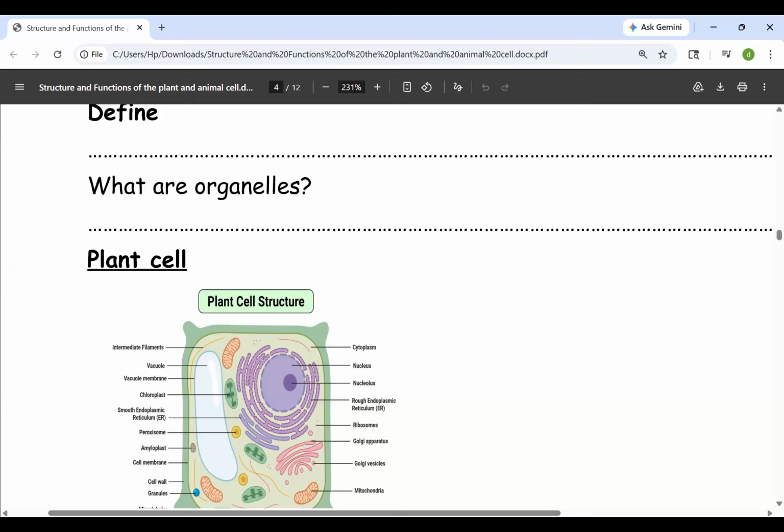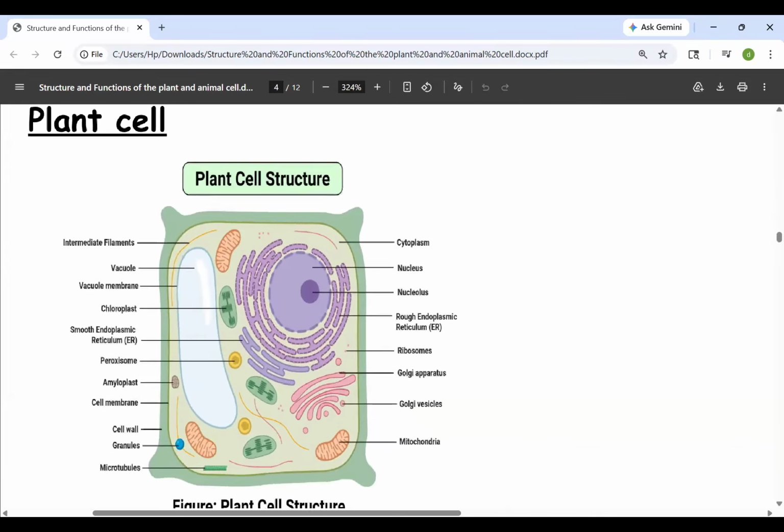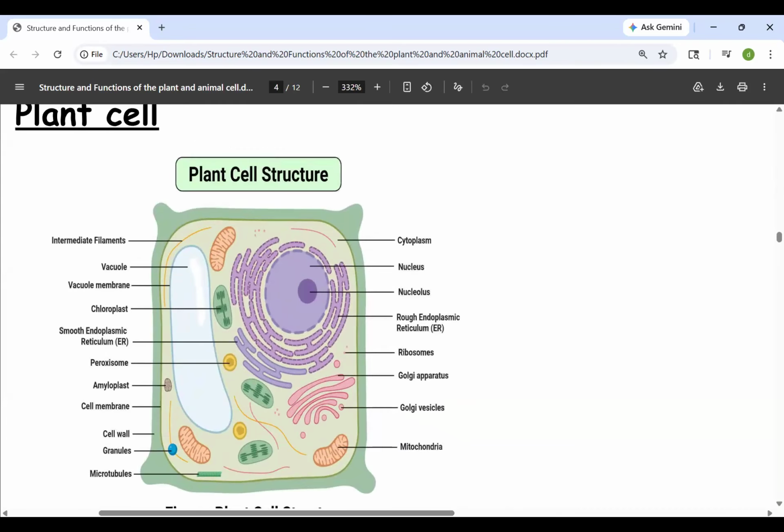Did you write the answer, Puti? The small structures present within the cell. You can see that here. Within the cell, you can see so many small structures, right? Within the cell, to perform different functions. They are doing different functions. The nucleus is doing one function, ribosomes are doing one function, Golgi body, they are doing one function, mitochondria.